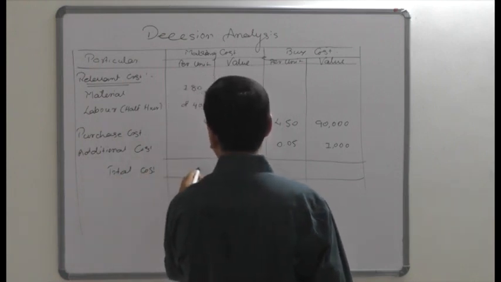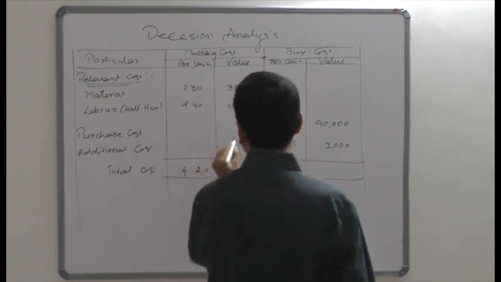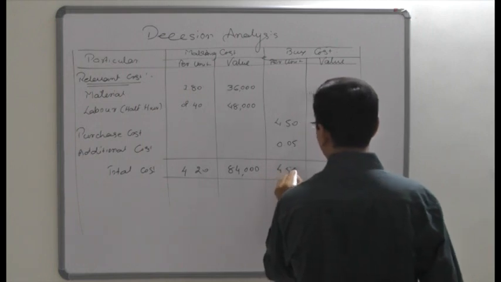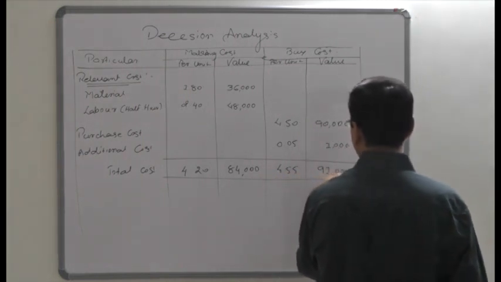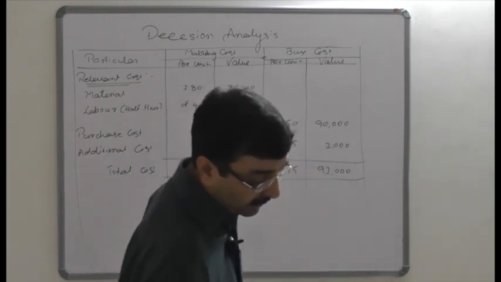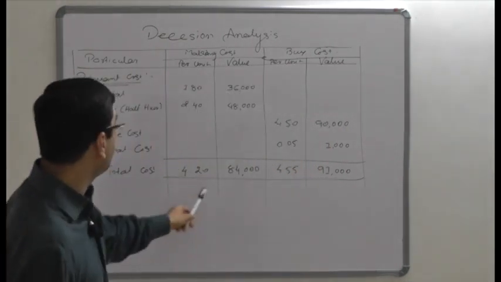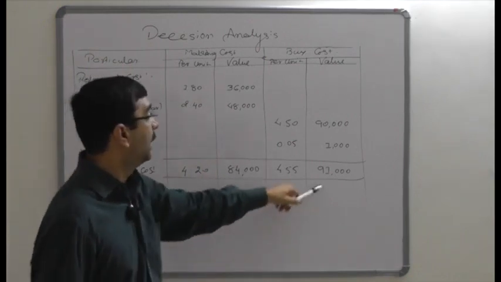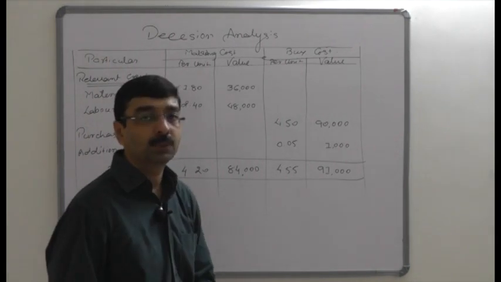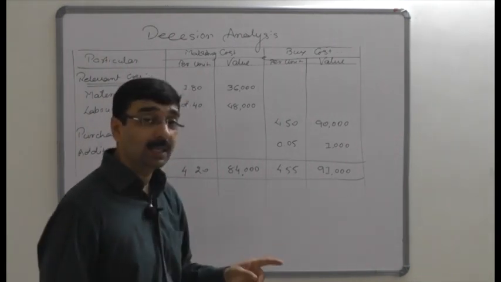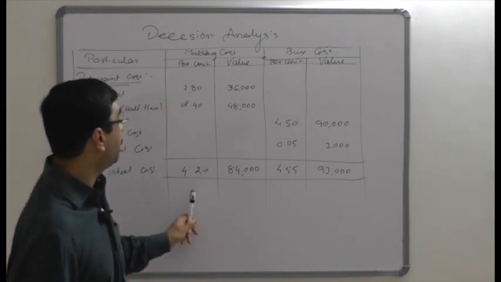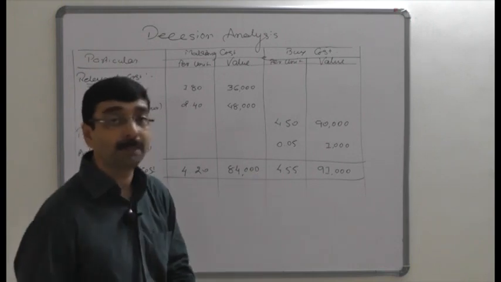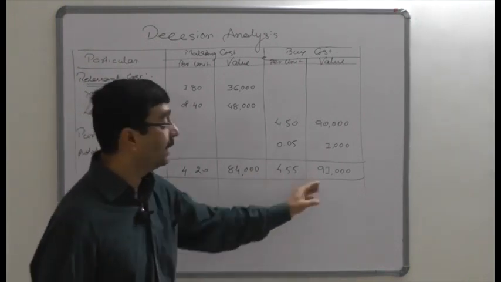Here it is 4.20 and 84,000, and this is 4.55 and 91,000. So if you identify the amount of cost incurred in case of making this product, it is 84,000, and if you are purchasing from outside, it comes to 91,000. It is very clearly identified that the making cost per unit is cheaper than the buying cost from outside, as well as in the total value also.